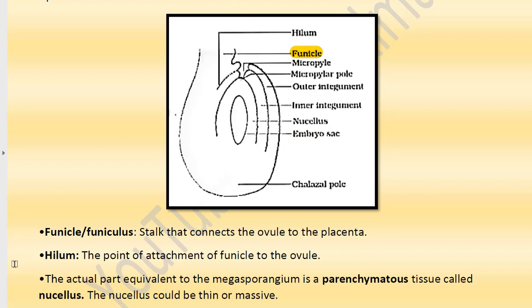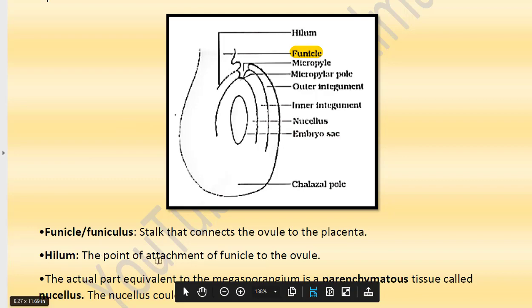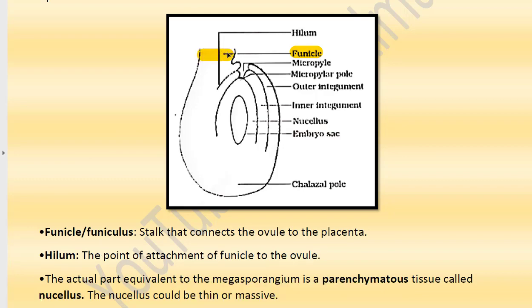Understood. Now talking about hilum, what is hilum? It is the point of attachment of the funicle to the ovule. This funicle is getting attached to the rest of the ovule, so this point will be known as your hilum. I hope it is clear to you.